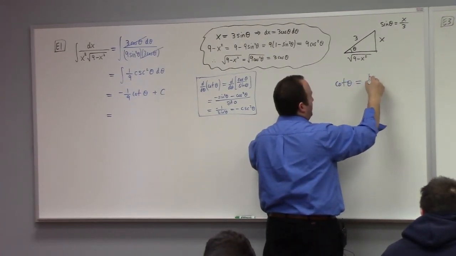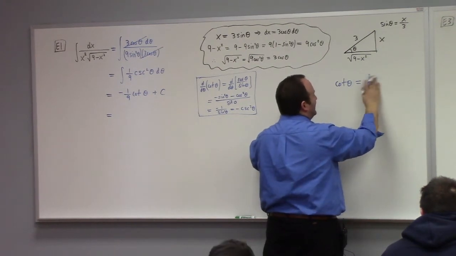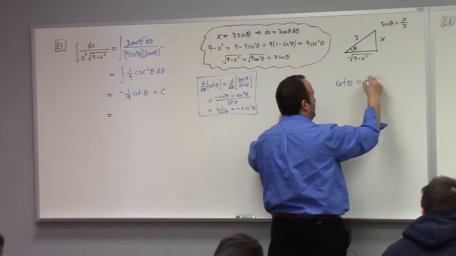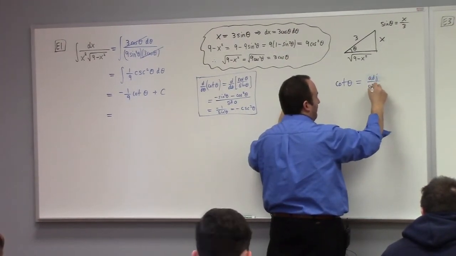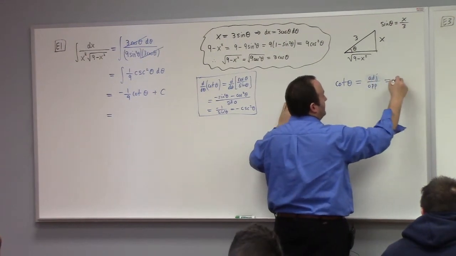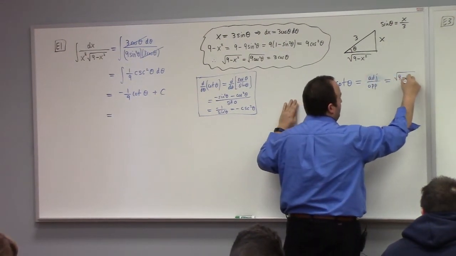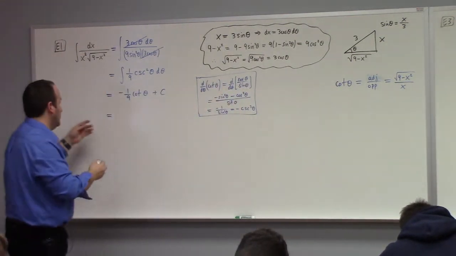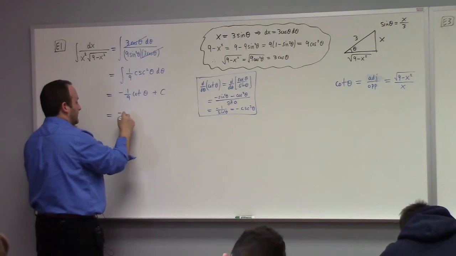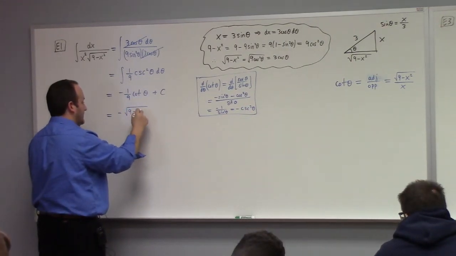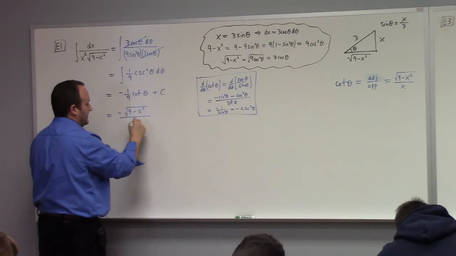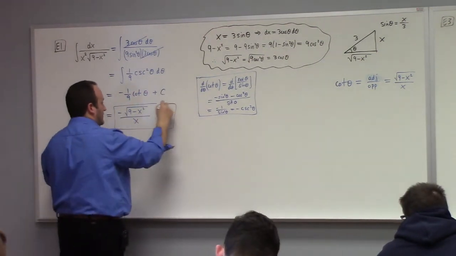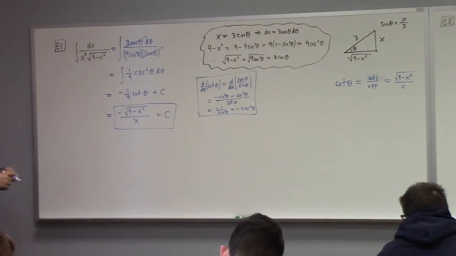It should be the hypotenuse. No, wait a minute. Tangent's what? Opposite over adjacent, right? So the cotangent is adjacent over opposite, which in this case is square root of 9 minus x squared over x. And so here you go. Minus the square root of 9 minus x squared, all divided by x, plus a constant. There you go. That is the answer, an algebraic function.